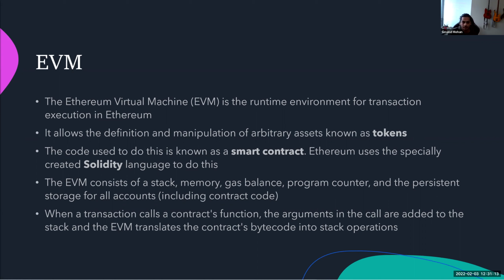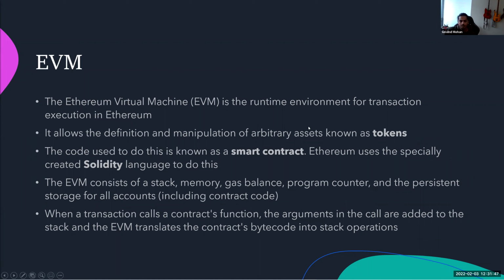What the EVM allows you to do is actually manipulate crypto assets, create new ones, and it just tracks it. It just says here's a ledger and here's a way to program it. You can program the definition of assets using Solidity. You guys probably heard of this one as well. And the code that's used to do this, the Solidity code, is known as a smart contract. So a smart contract allows you to transact with the blockchain. So the EVM consists of a stack, a memory, a gas balance. We'll look at that in a sec.